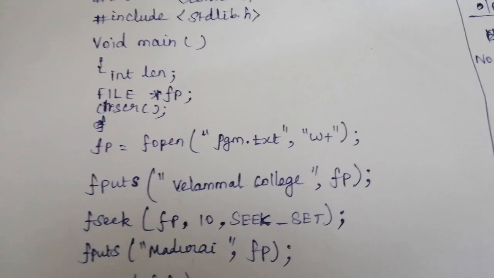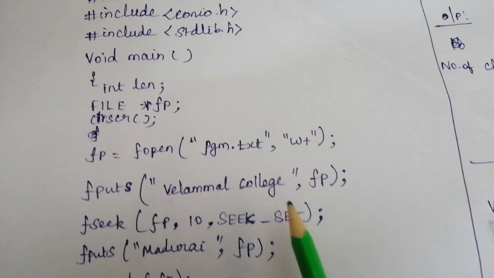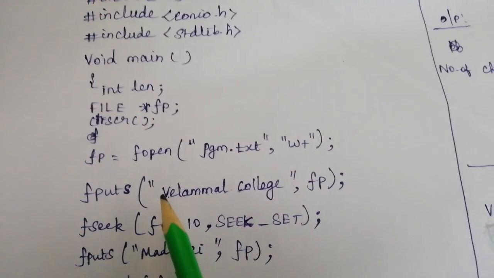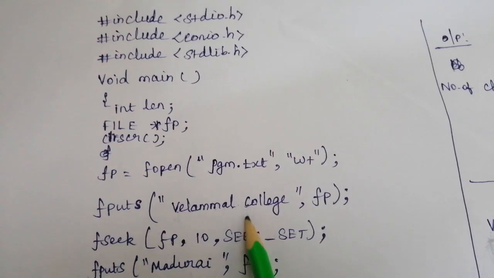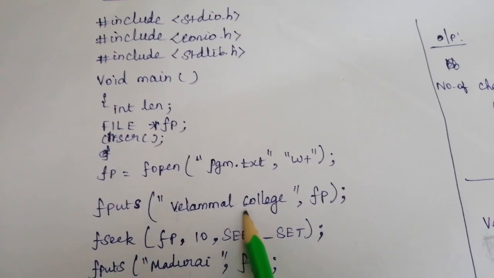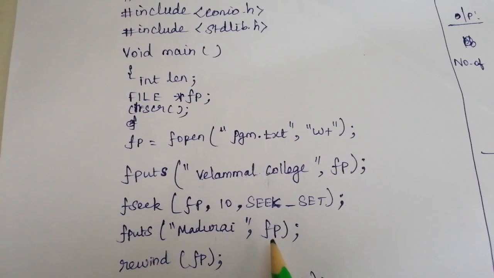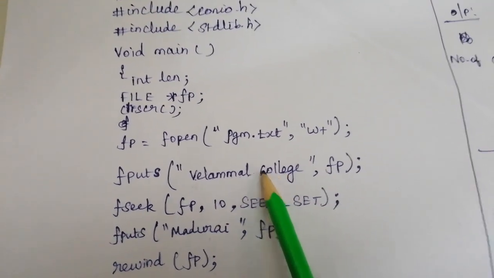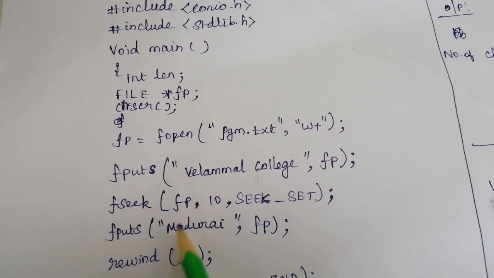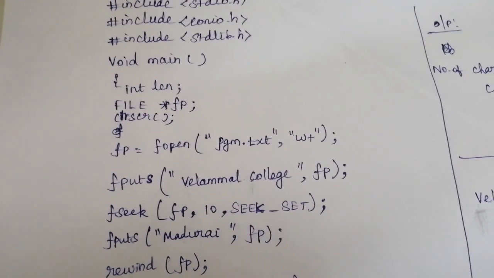as a displacement value. It is a positive value, so the file pointer can be moved in the forward direction up to 10 bytes. So 1, 2, 3, 4, 5, 6, 7, 8, 9, 10. Now the file pointer points to the character C. Next you can see fputs of Madurai, fp. So now the pointer points here, and this can be overwritten by the message Madurai. So now your file becomes Velammal Madurai.